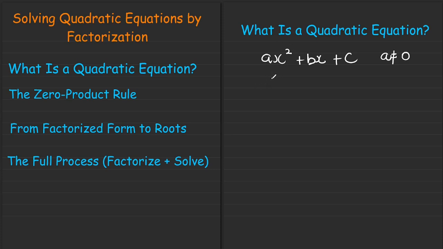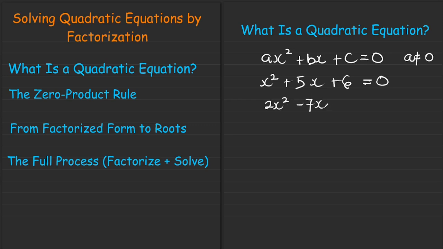Example of a quadratic equation. Since it's an equation, take note, what I wrote here is an expression, but equating it to 0 makes it an equation. So an example of a quadratic equation is x squared plus 5x plus 6 equals 0. This is an expression; equal to 0 makes it an equation. In this case, our a is 1, b is 5, and c is 6. 2x squared minus 7x plus 3 equals 0 is also another quadratic equation.